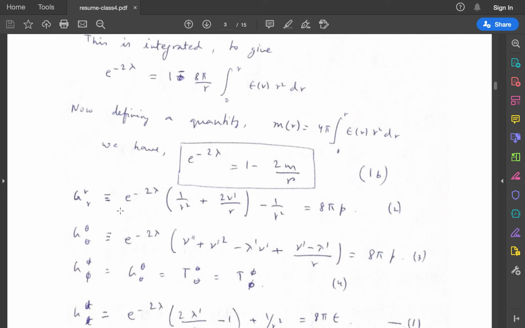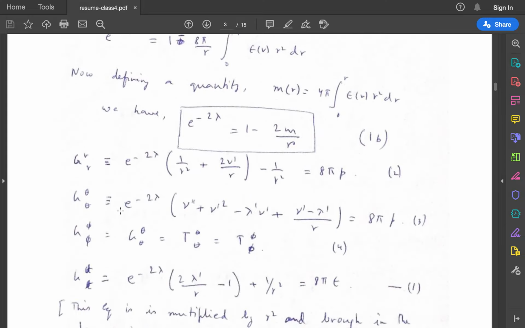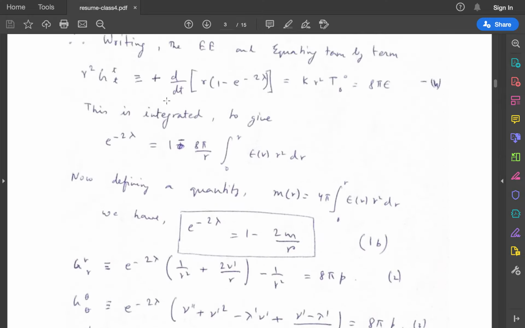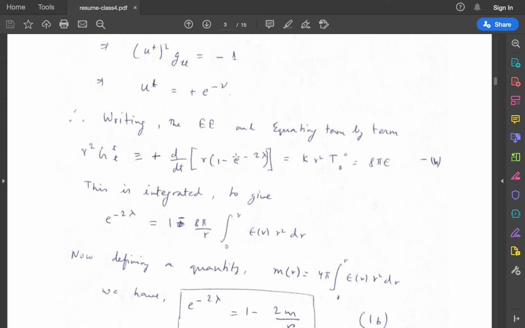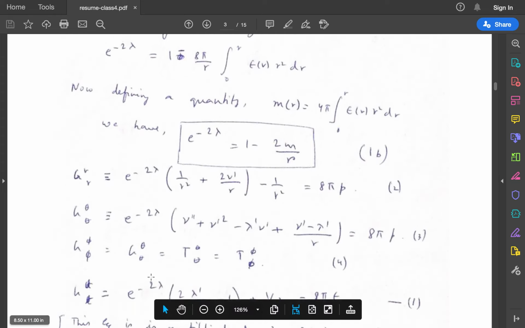So the next equation, the other Einstein equation, we got from the first equation, remember, and the other equation is from this equation exactly.